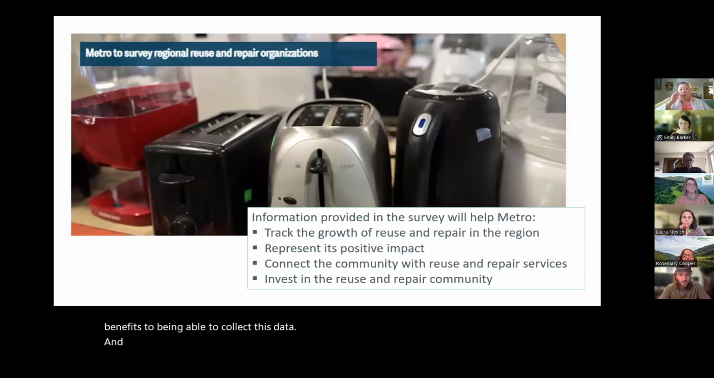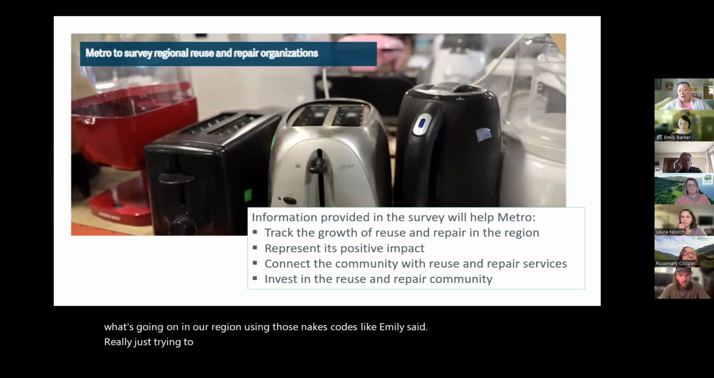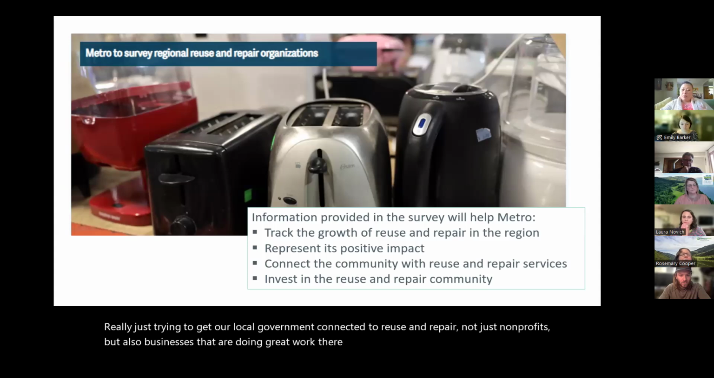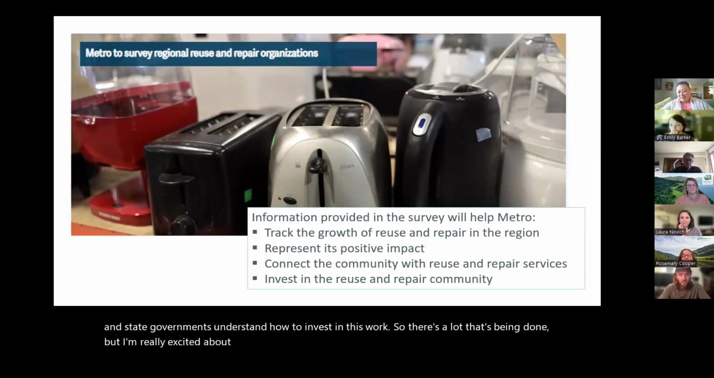And then lastly, the most recent project that I worked on in my region, the Portland metro region, we just closed a regional reuse and repair survey. So really just trying to understand what's going on in our region using those NAICS codes, like Emily said, and trying to get our local government connected to reuse and repair, not just nonprofits, but also businesses that are doing great work there. This will help our regional, local, and state governments understand how to invest in this work. So there's a lot that's being done, but I'm really excited about the reuse impact calculator that Tina was talking about and the work that Laura's done.